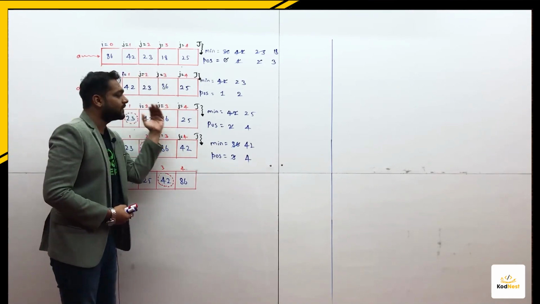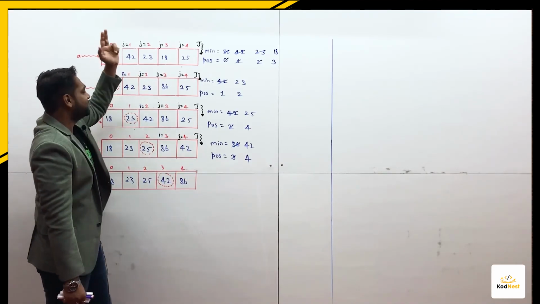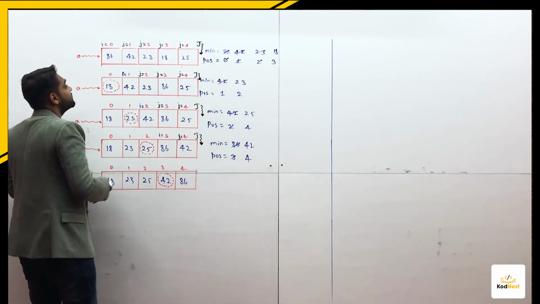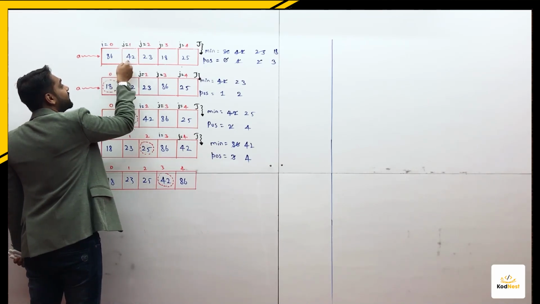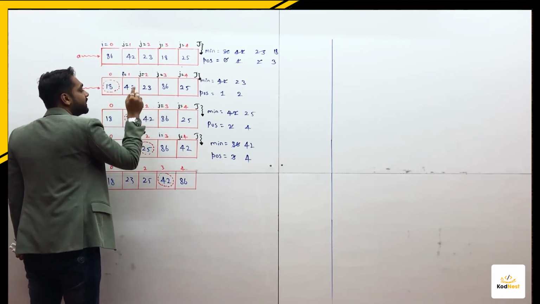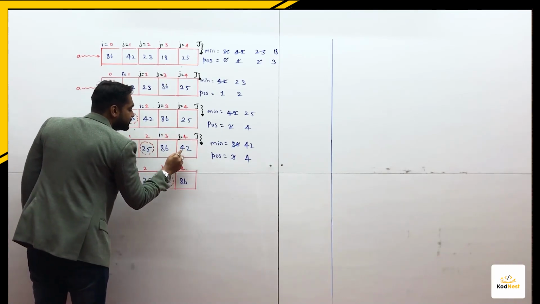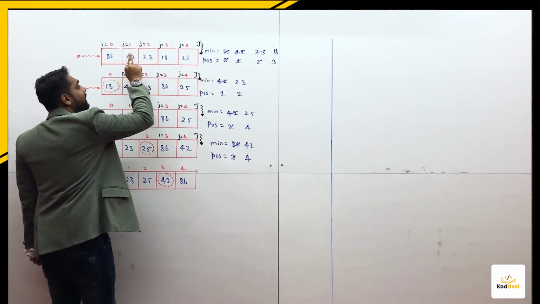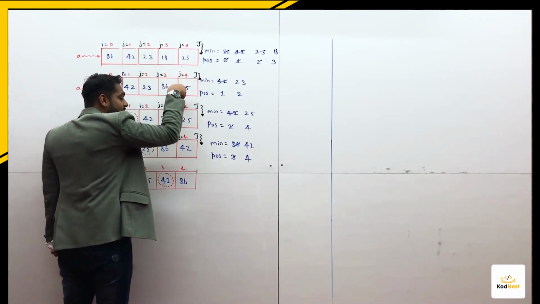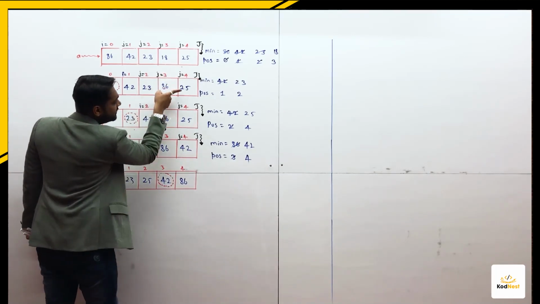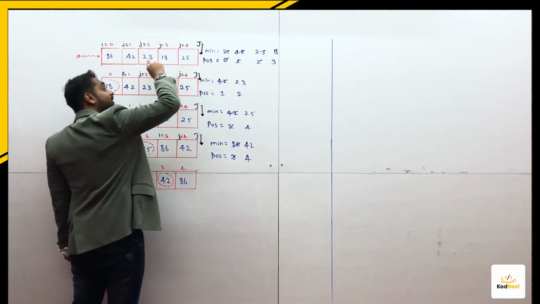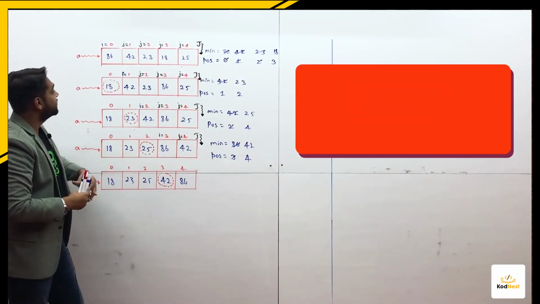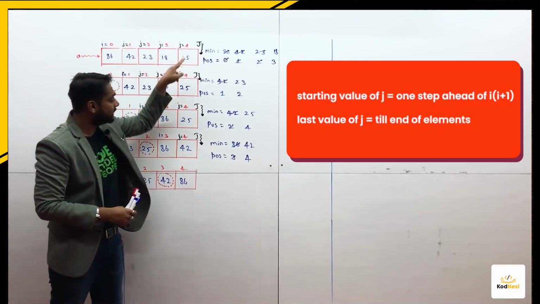In every iteration we are doing something. What are we doing? We are taking whatever is there in array of I as minimum, its position as POS. And then we are starting j from one step ahead of I. J from one step ahead of I. So always j is starting one step ahead of I and j is going until last. Wherever it is, j is going until last. Once it goes out of the last, then we do something else, forget about it. But j is always starting one step ahead of I and going until last.